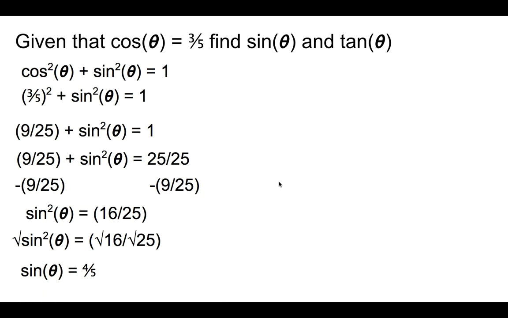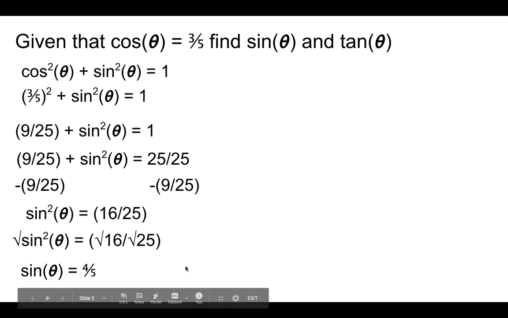So for this problem, even though the square root of 16 and 25 would give you plus or minus 4 over 5, we are only focused on the positive value of 4/5, because remembering in the example, we were only looking at quadrant 1, and that means in quadrant 1, both my sine and my cosine are going to be positive. So we're only focusing on the positive value of 4/5.